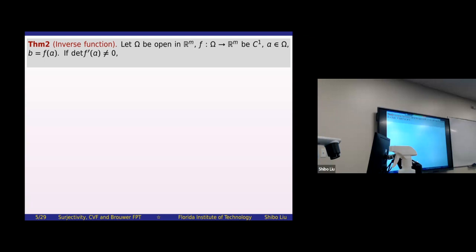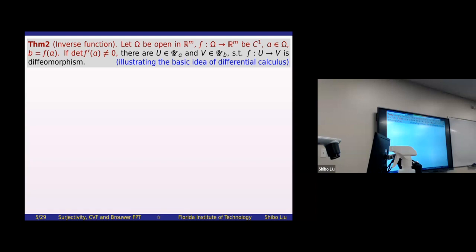We expect f is invertible, of course locally, because the differentiability as well as the derivative depend only on the local behavior of f near A. So we expect f is locally invertible. This is true, guaranteed by the inverse function theorem. More precisely, we have an open neighborhood of A, capital U, and an open neighborhood of B, the image of A, that is capital V, so that f is a bijection between U and V. Therefore, it is invertible. Moreover, the inverse is also differentiable. That is to say, f is a diffeomorphism from U to V. This is just the inverse function theorem. As I said, this illustrates the basic idea of differential calculus.